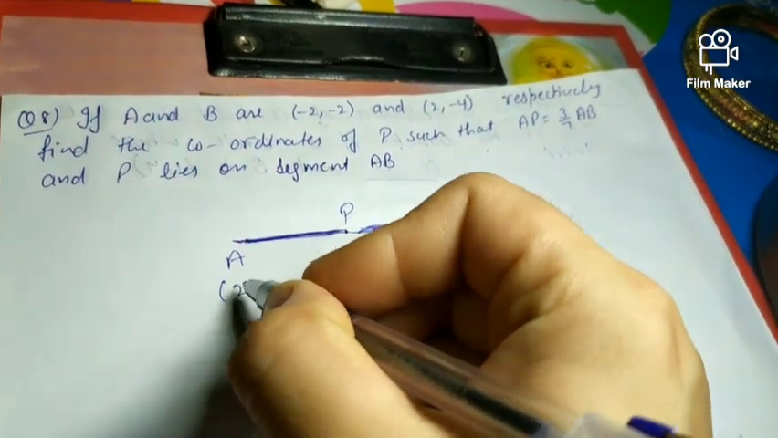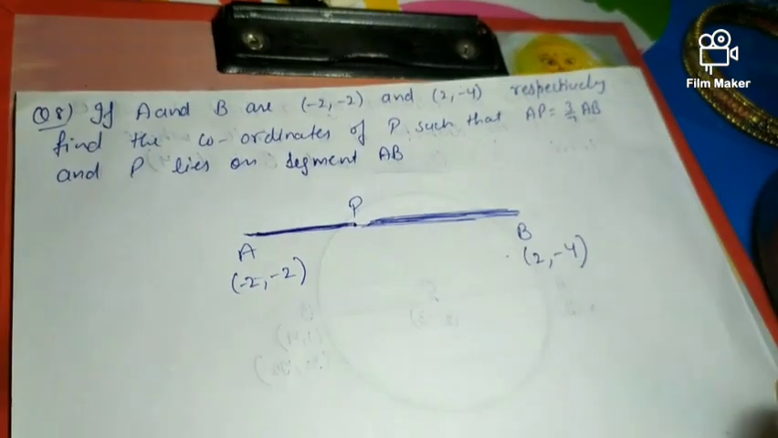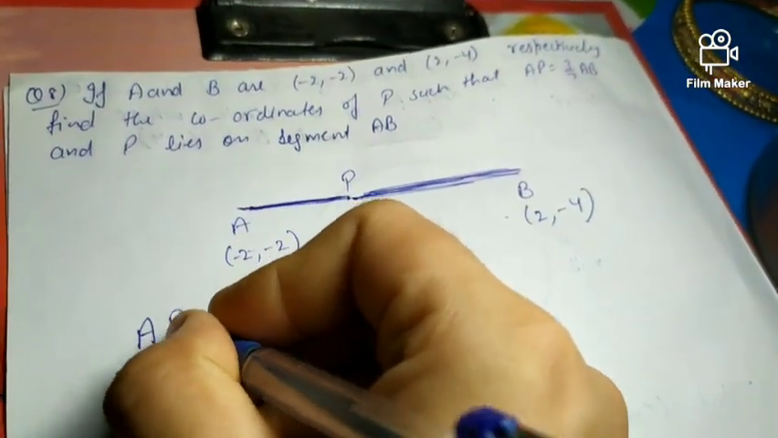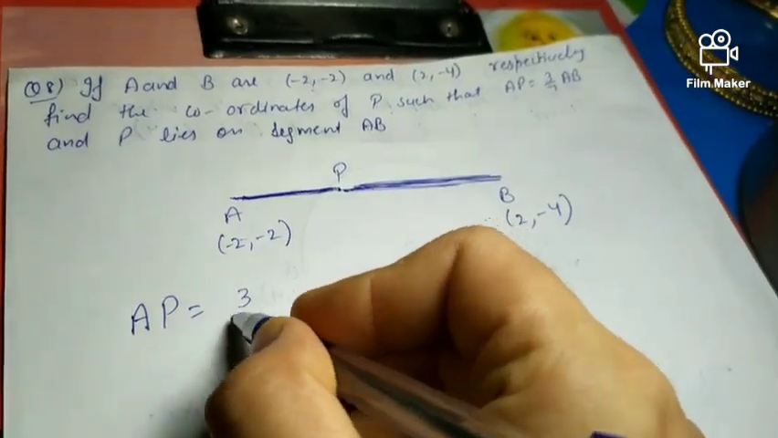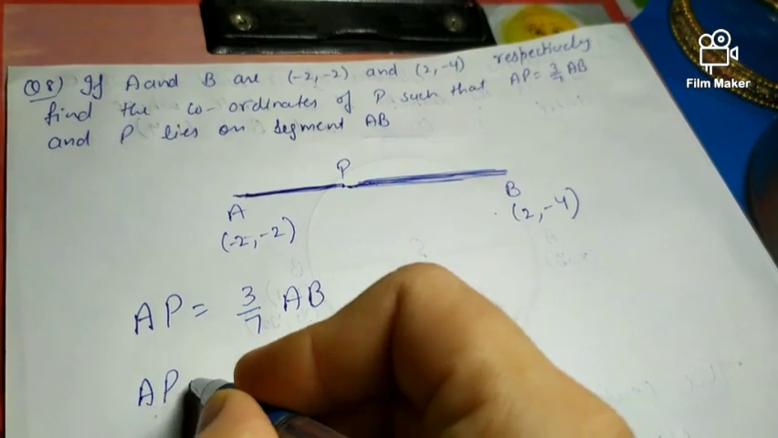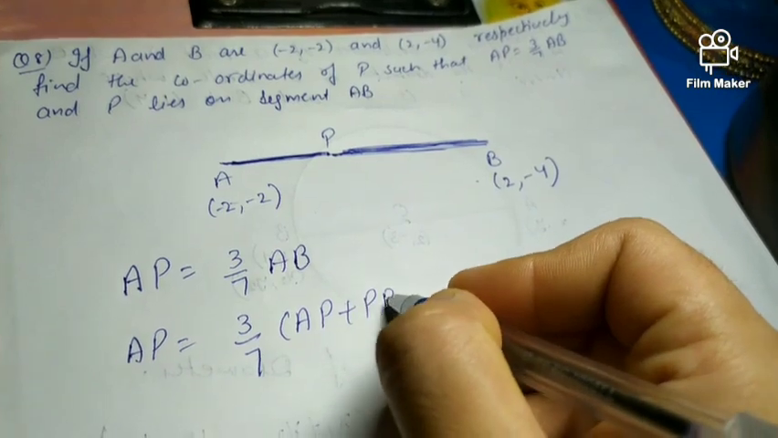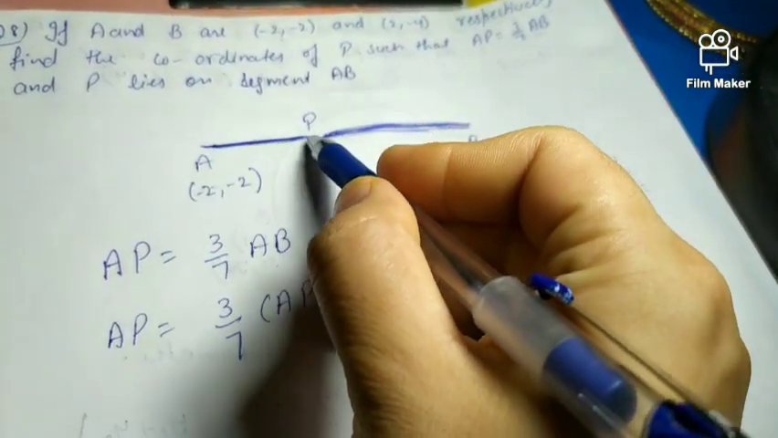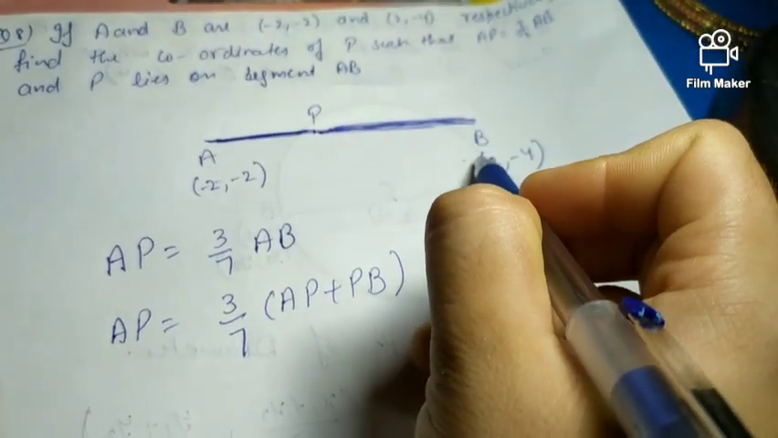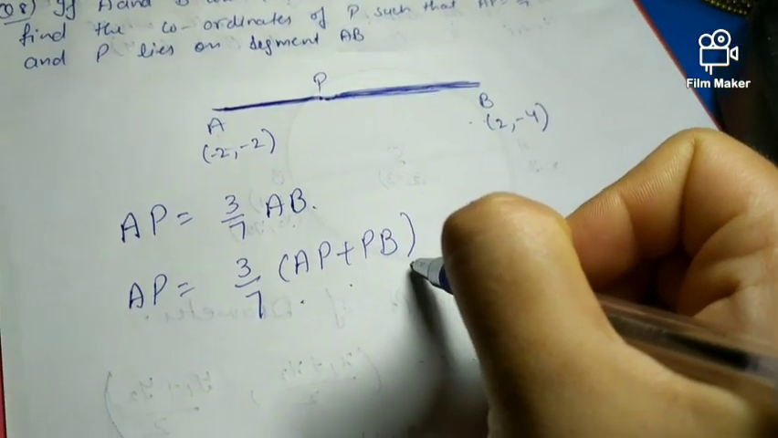Yes, the coordinates of A are minus 2 comma minus 2. Coordinates of B are 2 comma minus 4. Now we will find the ratio. What they have given to us? AP equals to 3 by 7 AB. Clear? We can write AB as AP plus PB. So may I write AB as AP plus PB.